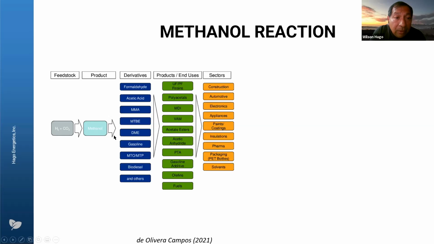Basically, once you have the methanol, you can go ahead and make a variety of different derivatives that are widely used in the industry. Actually, methanol here on Earth is a $50 billion industry. Once you get the various derivatives, you can convert them to a variety of different products shown here: gasoline additives, olefins for plastics. These products are used in a variety of different sectors, automotives, you name it.